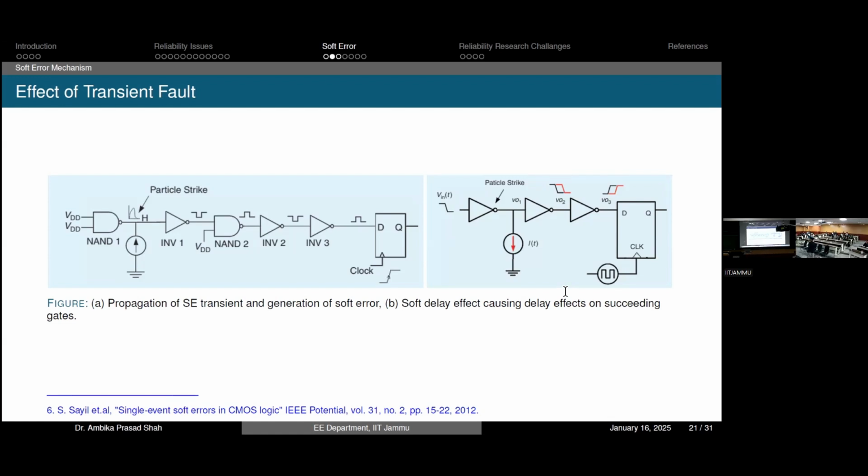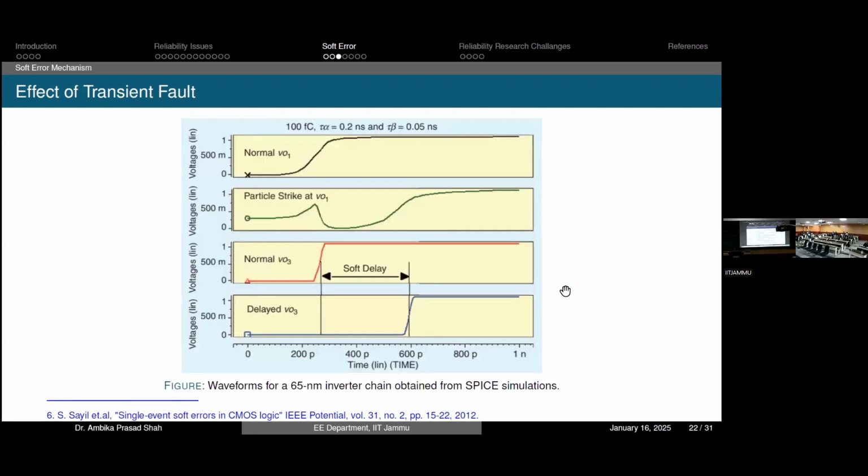Now let us talk about this one. It can also create certain delay. So before that, let me go to the next circuit and I will come back to this point again. So please hold on. Let me go to this circuit, this waveform.